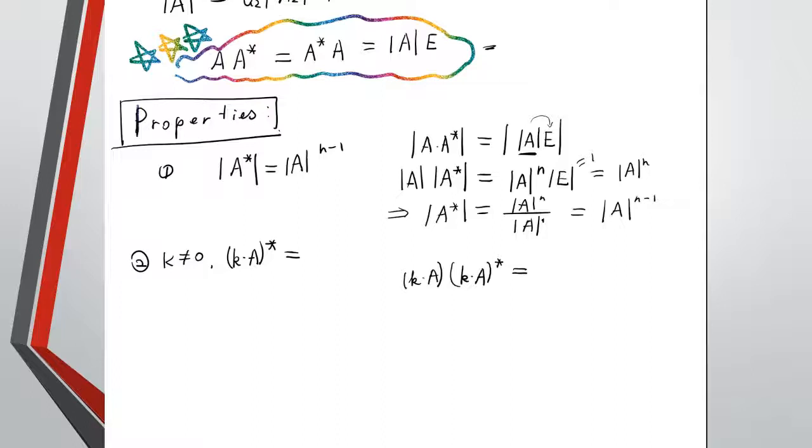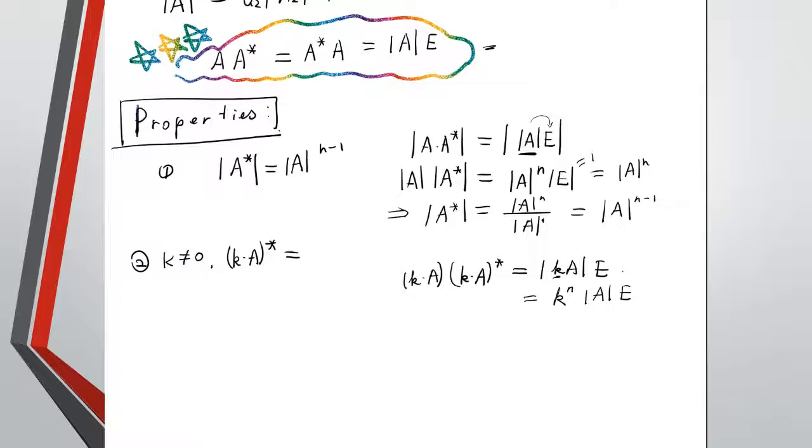Okay, so this is actually the definition of the adjoint matrix. So we have this one, (kA)*, okay? All right, so let's simplify this. Remember the properties of the determinant of a matrix. So we have k here. If we want to extract k out, remember, we have to put the nth order here. And then we can say this, and E, okay?